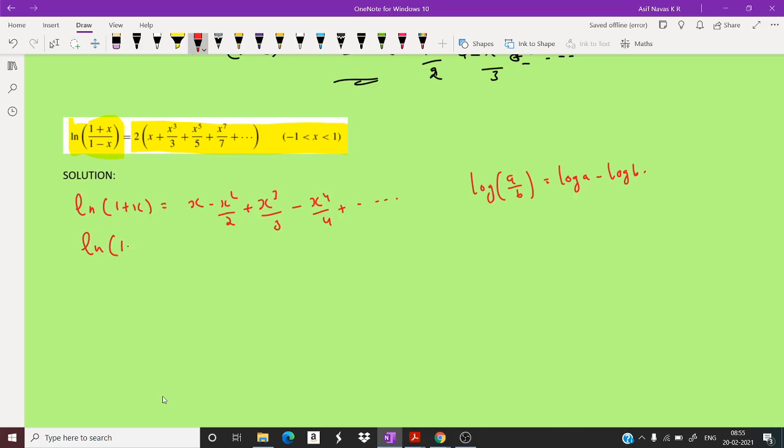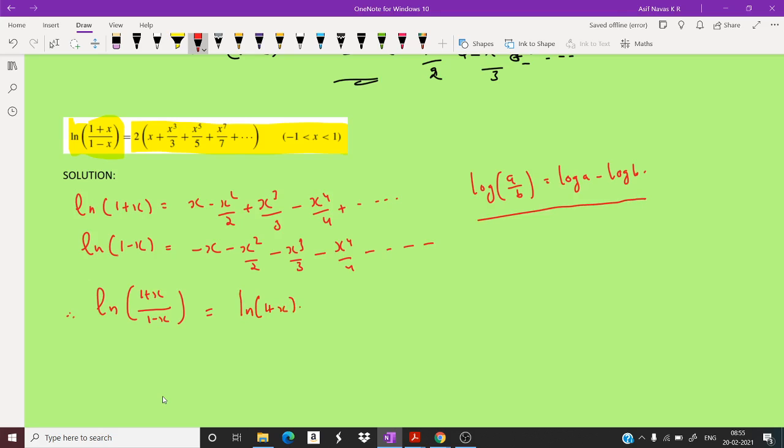And also we know that log(1−x) is equal to minus x squared by 2 minus x cubed by 3 minus x raised to 4 by 4 minus etc. Therefore, log of (1+x) divided by (1−x) is equal to, we know that log(a/b) is log a minus log b. So, log(1+x) minus log(1−x). So this is equal to x minus x squared by 2 plus x cubed by 3 minus x raised to 4 by 4 plus etc.